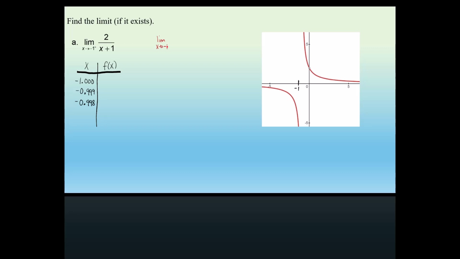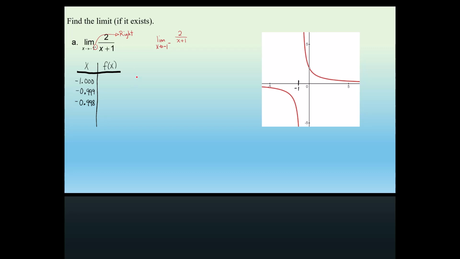Well, if we were approaching from the left, the superscript that we see up here would be a negative sign. But instead of seeing a negative sign, we see a positive sign, and the positive indicates approach from the right.